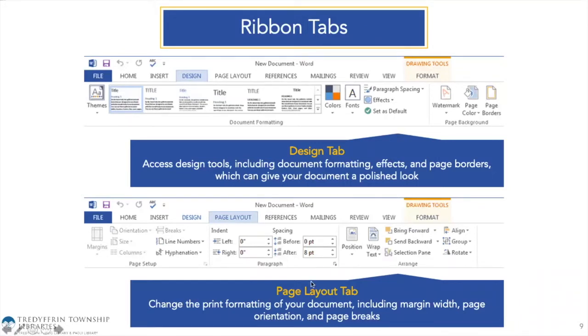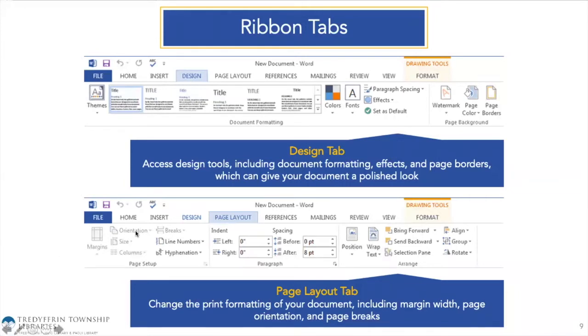Next is your Page Layout tab. So this tab is used to change the print formatting of your document, including margin width, page orientation, and page breaks. You can also, I believe, change the size of your paper. So if you are planning on printing a Word document to legal size, you can change it within Word itself so you know how much text can fit on a legal size paper. You can also set margins and the orientation.